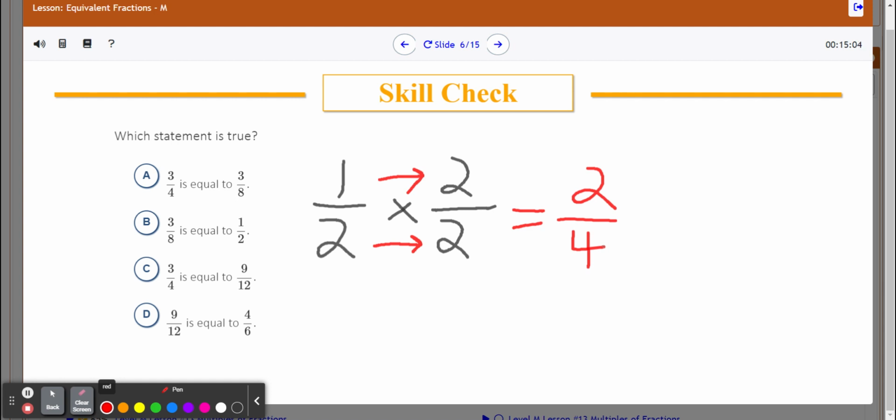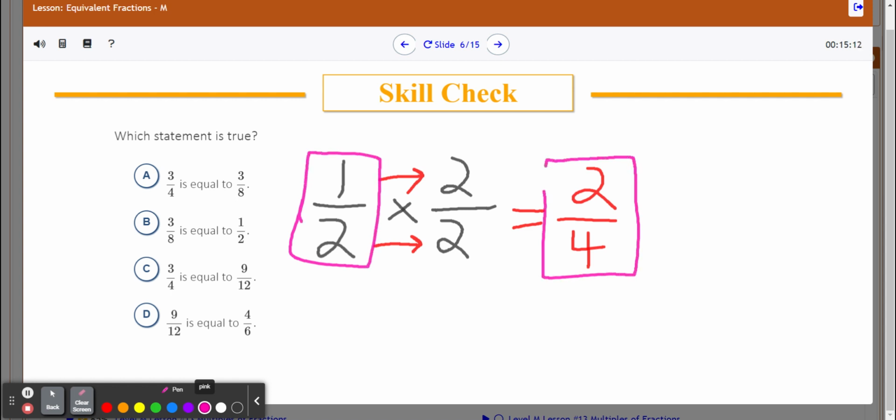So look what I did. I just made an equivalent fraction. 1 over 2 and 2 over 4 are the same fraction. They are equivalent. The numbers are different, but they are equivalent fractions. I'm going to do it again.